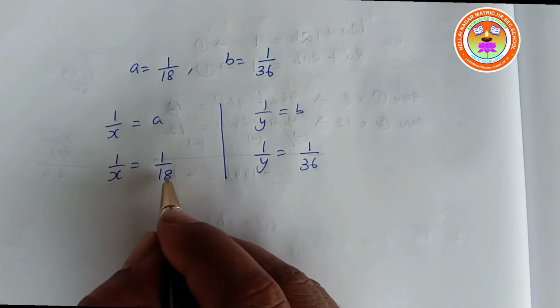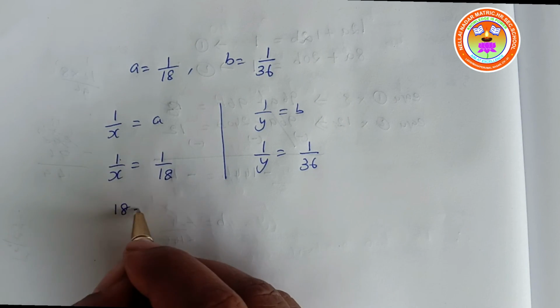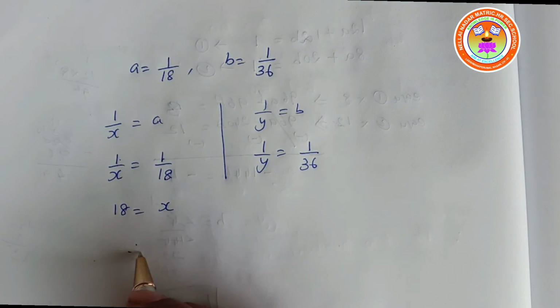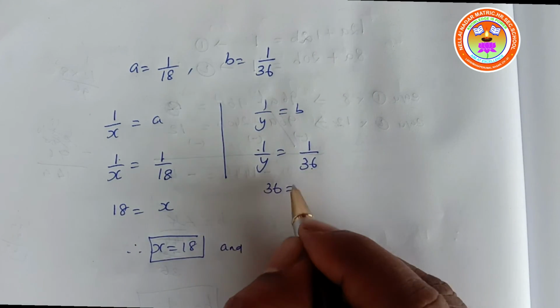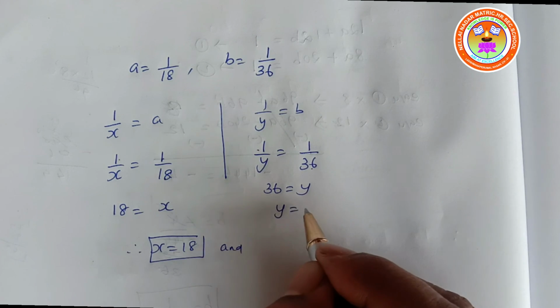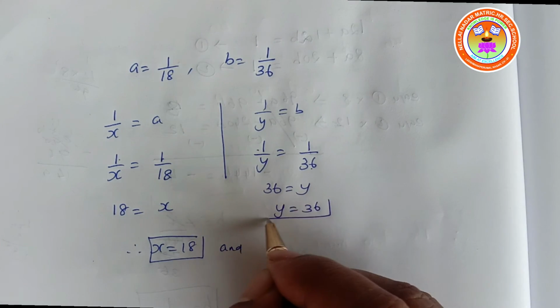Now cross product, children. 18 into 1 is 18. 1 into x is x. Therefore x is equal to 18. And 1 into 36 is 36. 1 into y, y is equal to 36. It's clear, children?